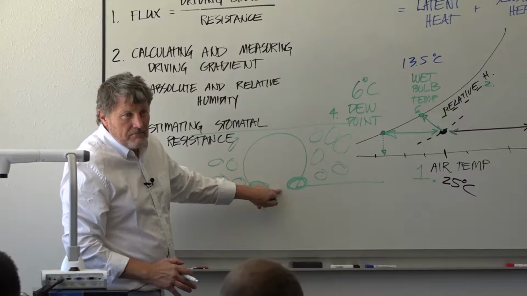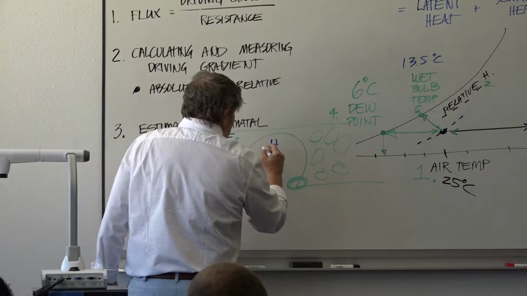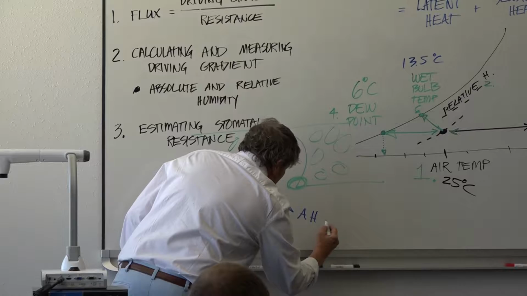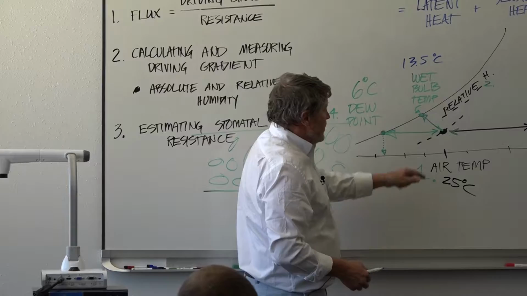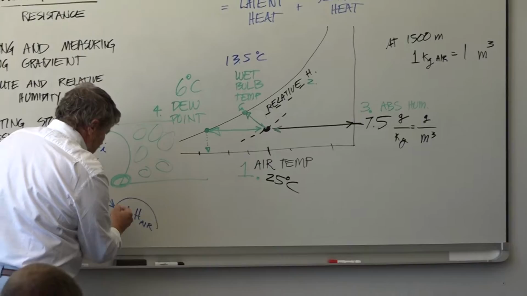But the driving gradient for humidity, I'm going to put H. I could say AH, let me say AH, absolute humidity, I, inside the leaf, to absolute humidity in the air. This one is not difficult to get. We put our instruments on it, and usually we're getting relative humidity and temperature, and inside the data logger we're calculating this absolute humidity. So we know this one.